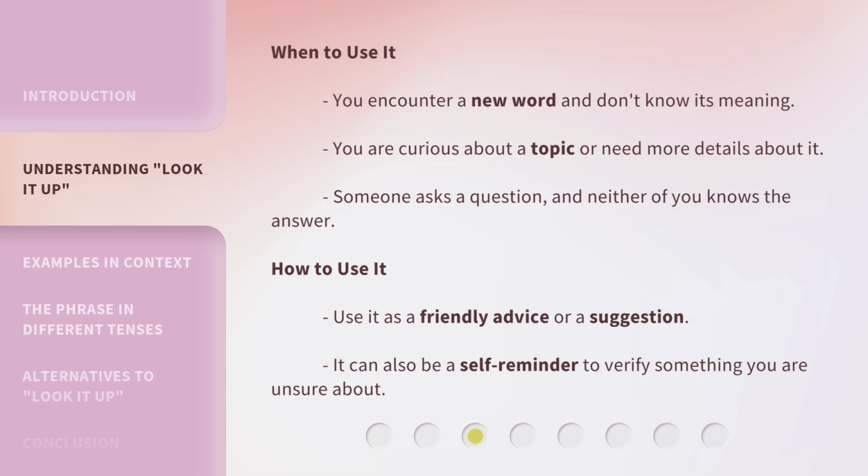When to use it: you encounter a new word and don't know its meaning. You are curious about a topic or need more details about it. Someone asks a question, and neither of you knows the answer. How to use it? Use it as a friendly advice or a suggestion. It can also be a self-reminder to verify something you are unsure about.